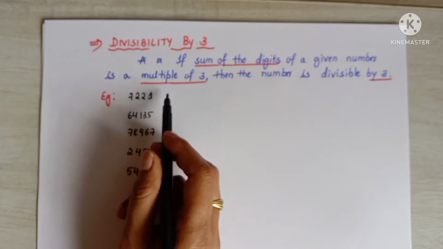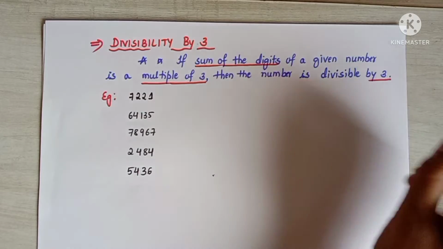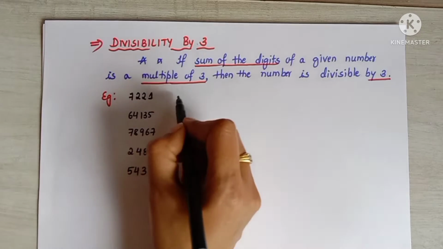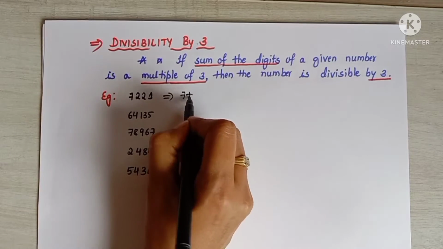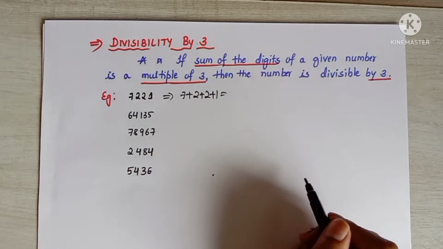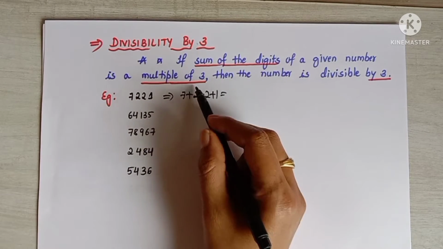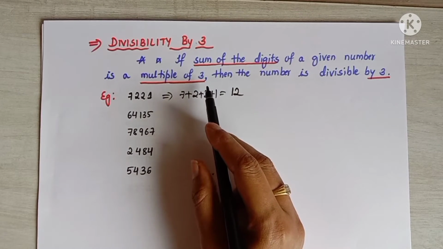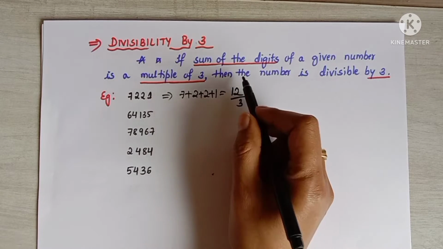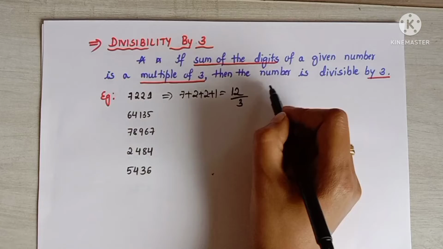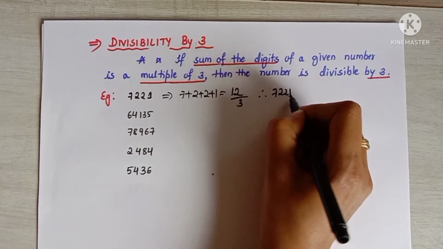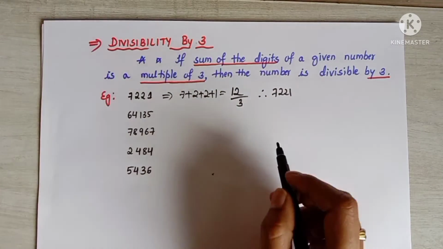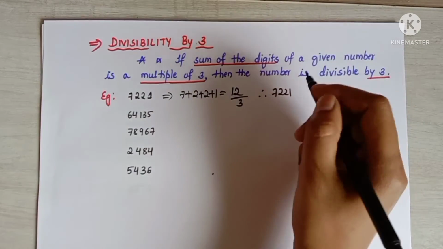7221. It is a number. What do we have to do? We have to sum the digits, which means we have to add the digits. So this will be 7 plus 2 plus 2 plus 1. This will be 7, 8, 9, 10, 11, it will be 12. Is it a multiple of 3, or is it divisible by 3? Yes, it is divisible by 3. Therefore, 7221 is divisible by 3. We can directly write that 7221 is divisible by 3.